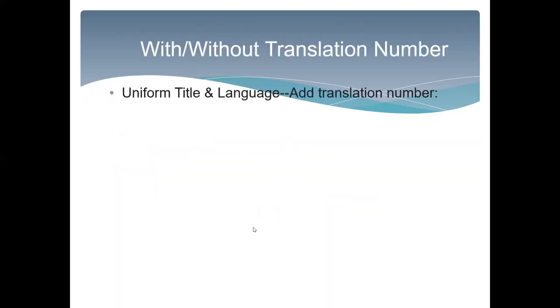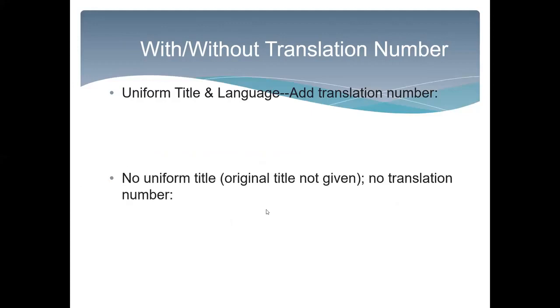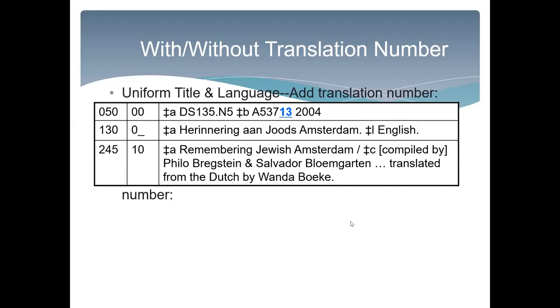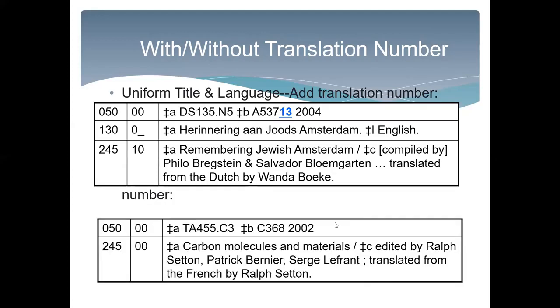So we already talked a little bit about these, with or without translation numbers. If you have uniform title and language, add the translation number. If you have no uniform title, no 240, so uniform title is the 240, and the original title is not given, then you're going to add no translation number. And here's an example. We've already looked at one of adding the translation number. It's got a 130 there, so it may be a 130 or 240, depending on what you have there.